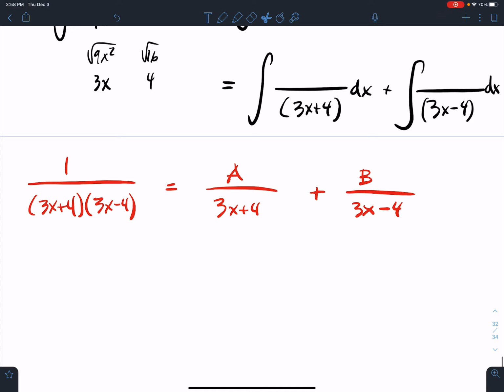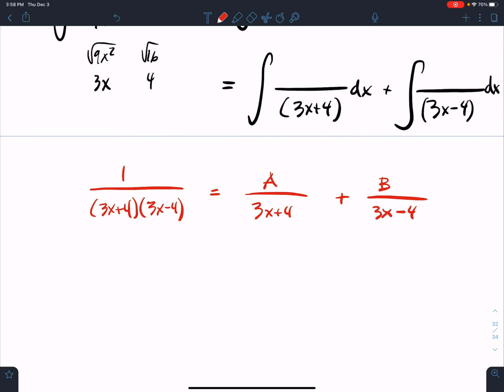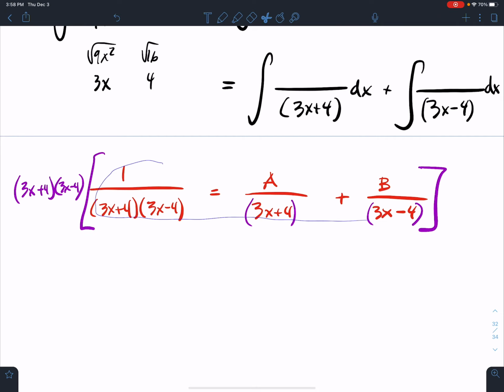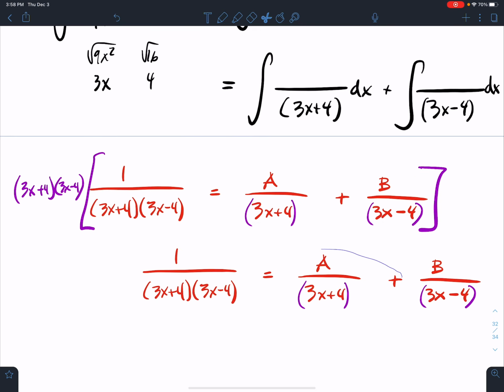So I need to figure out what to multiply by to start solving this. I'm going to multiply by the least common denominator. I see a 3x plus 4 and a 3x minus 4, and it has both of them on this side, so I'm going to multiply through by (3x plus 4)(3x minus 4) on all of this. And so if I multiply everything through, what am I going to see happen?